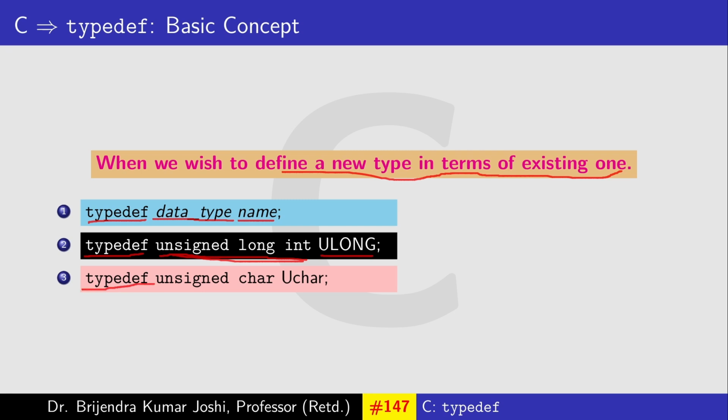Another example is typedef unsigned char uchar. So instead of typing unsigned char every time, I can make use of these 5 characters. So this type uchar and unsigned char are different types, though their behavior and properties are identical. Similarly, ulong and unsigned long int, both are identical, their behaviors are identical, but they are treated as different types.